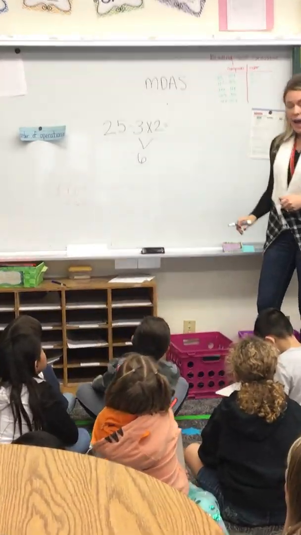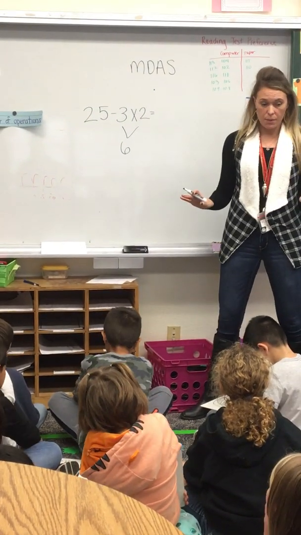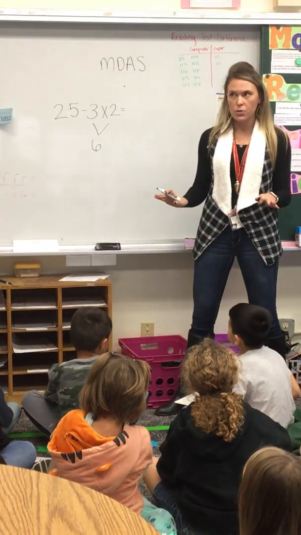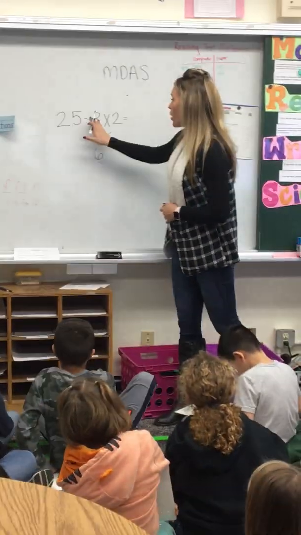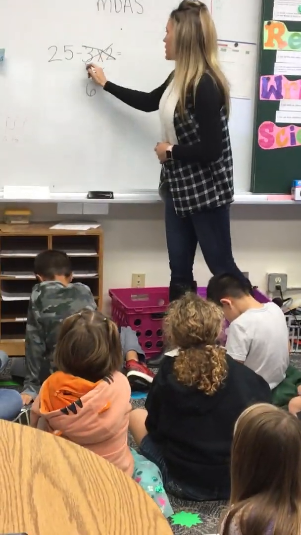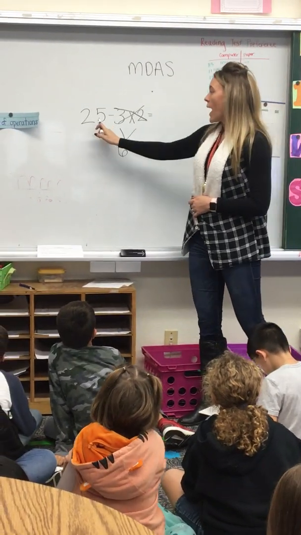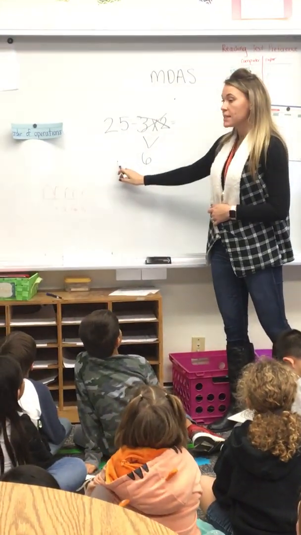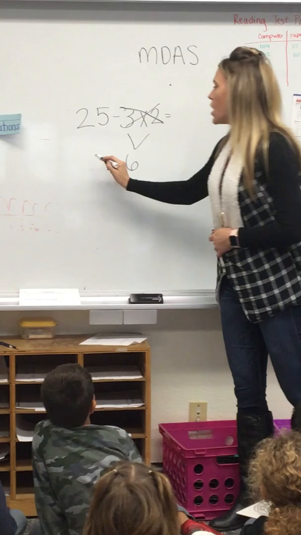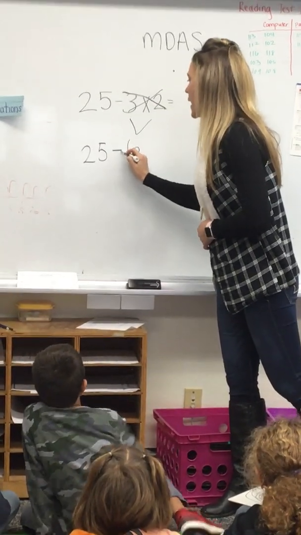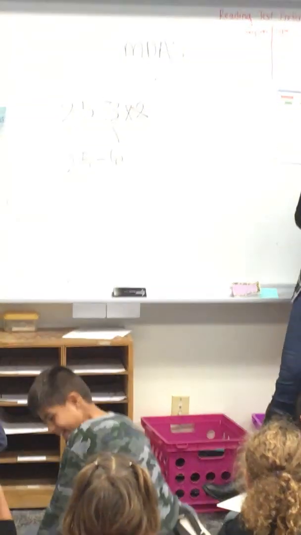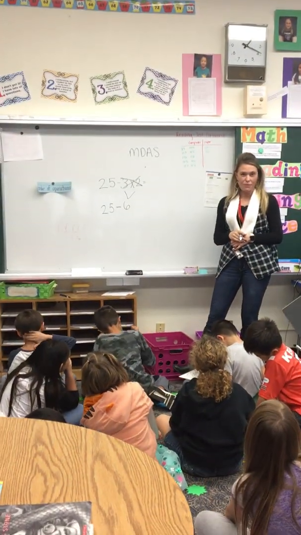Now, I have here. Everybody, be sure you're watching up here because I had a few people that were doing something a little bit funky right here. You have to copy. We've already done this. We're done with this. In fact, I'm just going to go ahead and cross it out. Now, I have to take this and I have to copy it down exactly the way it was. So now I should have 25 minus 6.